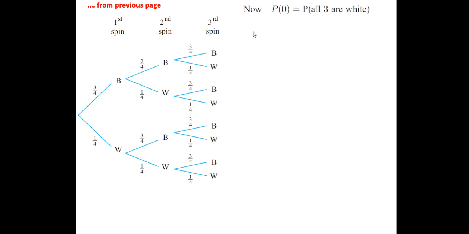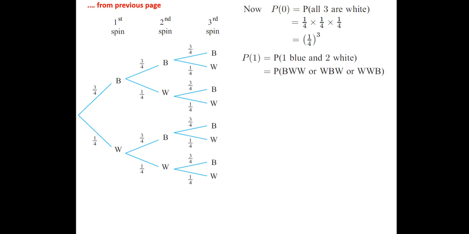Now, the probability of 0 successes, because in this case, a success is defined as being a blue, according to the previous slide. So probability of 0 blues means the probability that all are white. Remember you multiply going across a tree diagram. So 1/4 times 1/4 times 1/4. Multiply the numerators, multiply the denominators, you get 1/4 cubed, or 1/64, same thing.